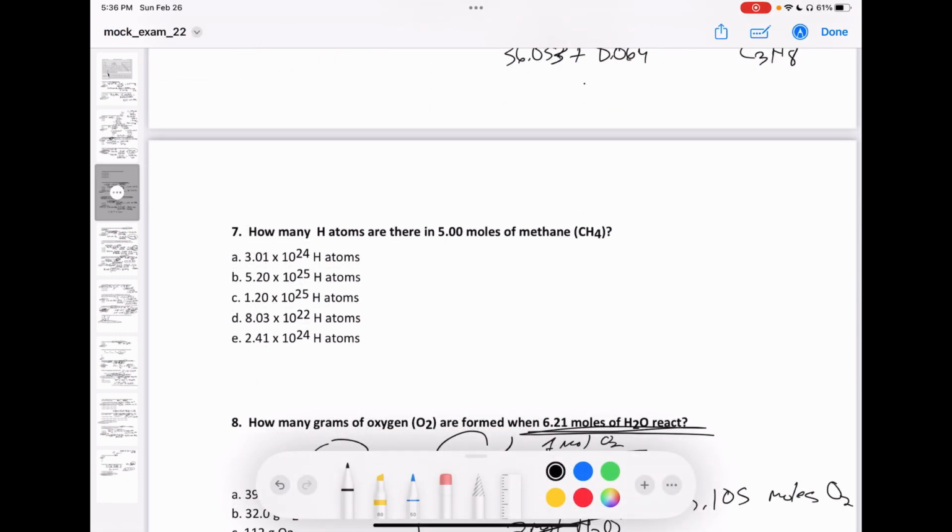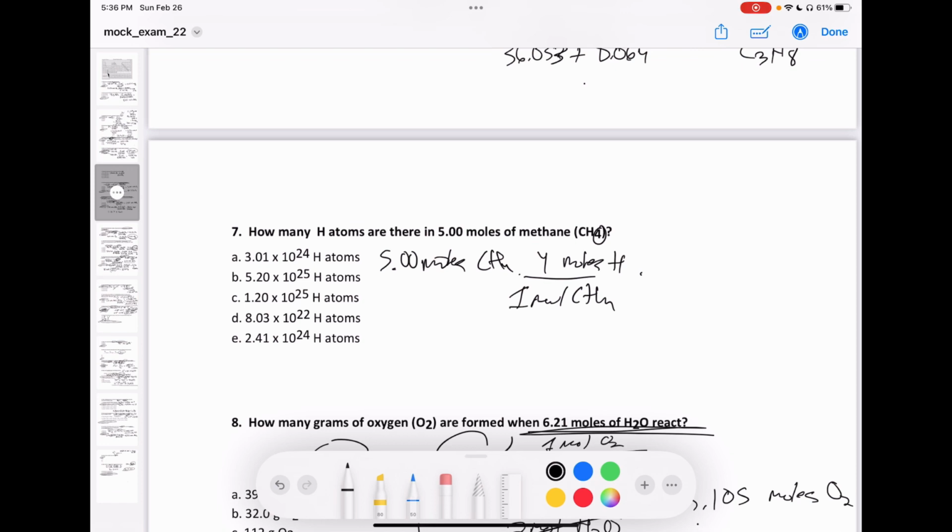All right, how many H atoms are there in 5 moles of methane, CH4? This one's pretty easy, but you want to make sure you look at what it's asking for. It's asking for hydrogen atoms, not just how many molecules there are of methane. Notice that there are 5 moles of CH4, and for every 1 mole of CH4, there are 4 moles of hydrogen, because of that 4 subscript.